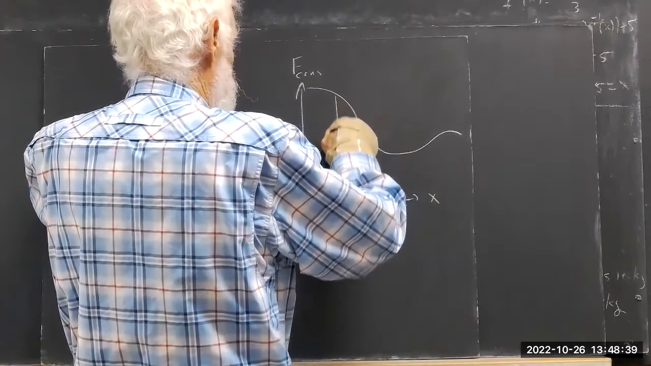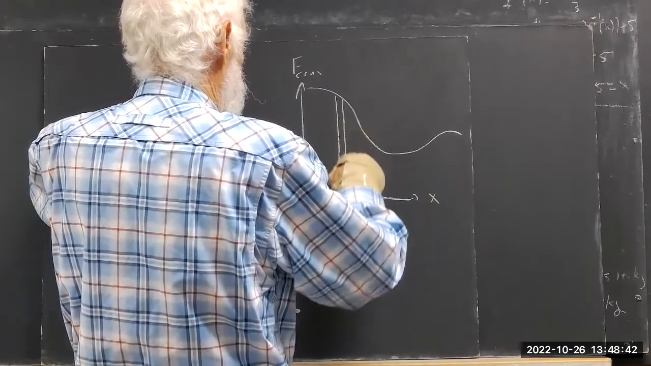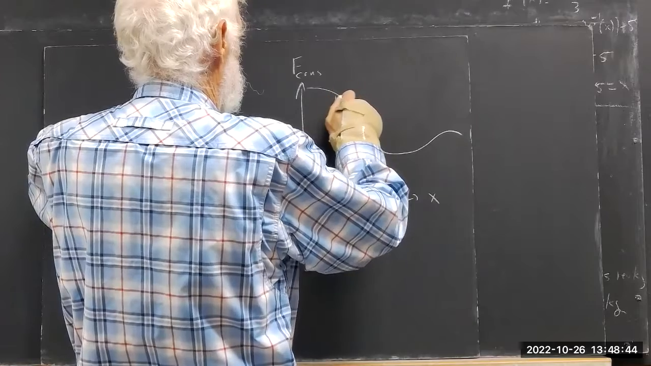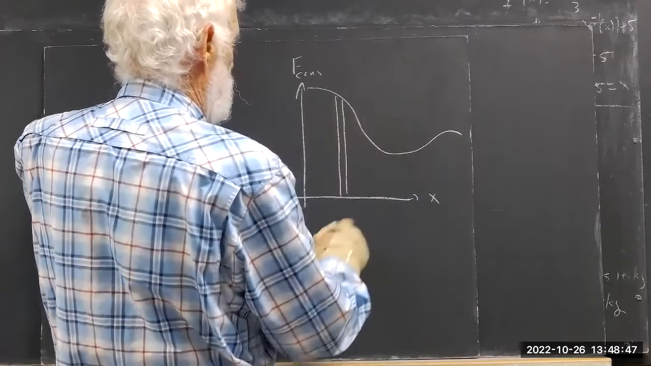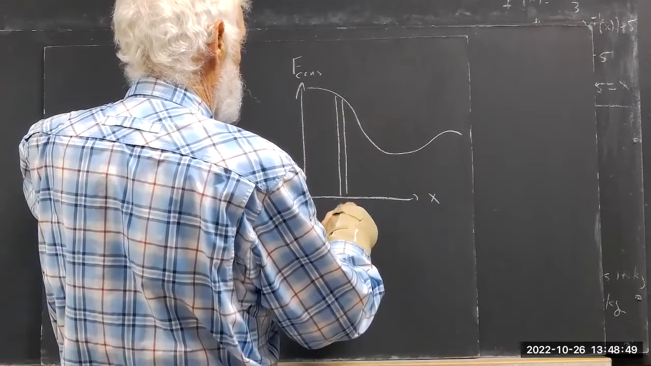I've got a graph of F versus X. Some force, a conservative force. Then on any small interval, let's take this small interval, some delta X interval.